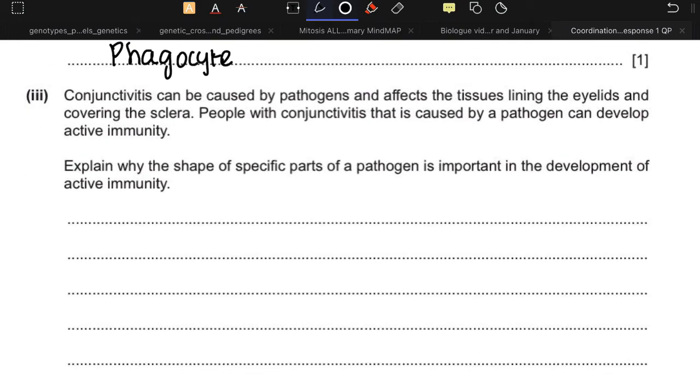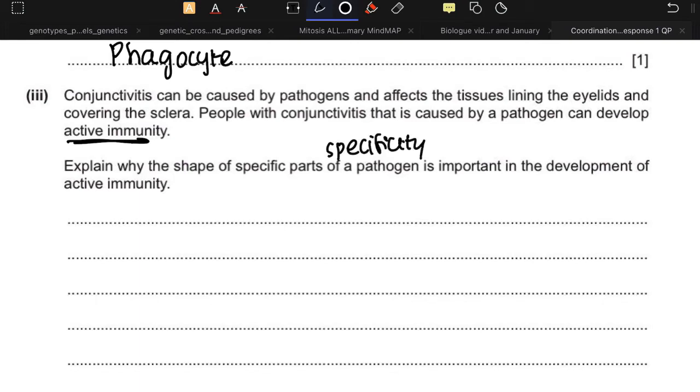Now, conjunctivitis. Conjunctivitis can be caused by pathogens and affects the tissue lining the eyelids and covering the sclera. People with conjunctivitis that is caused by a pathogen can develop active immunity. So that's a key term. Underline that. Active immunity. Explain why the shape of specific parts of a pathogen is important to the development of active immunity. So here you have to talk about specificity.